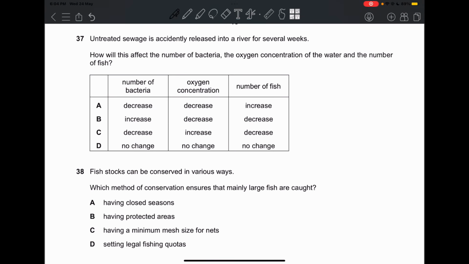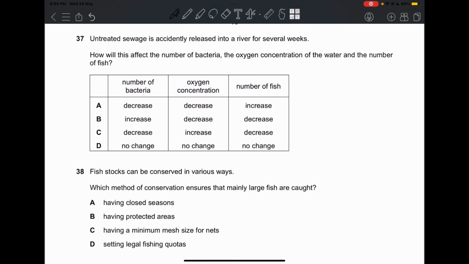37, untreated sewage is accidentally released into a river for several weeks. How will this affect the number of bacteria, the oxygen concentration of the water, and the number of fish? Now, if we leave untreated sewage in the river, then eutrophication will occur. So this will cause the number of bacteria to increase, and this will cause also the oxygen concentration to decrease, as this bacteria will aerobically respire.